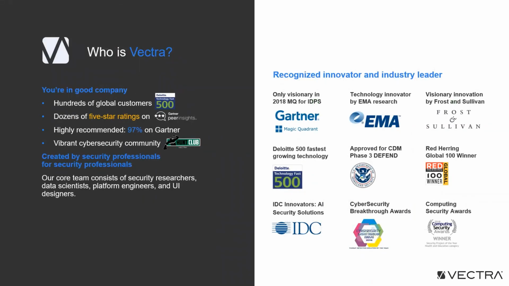Again, Vectra have been around for a while. They have been making some noise, but they've been making noise in the right areas and they've been recognised for it. So that's just some of their awards at the moment. Obviously, they were the only visionary in Gartner's 2018 Magic Quadrant for IDPS. It's probably the last time they're going to be there because, as we talked about, IDPS is becoming a bit redundant in technology, but also some of the three-letter US government organizations such as the US Department of Defense, they're getting approved for, and all that good stuff there.